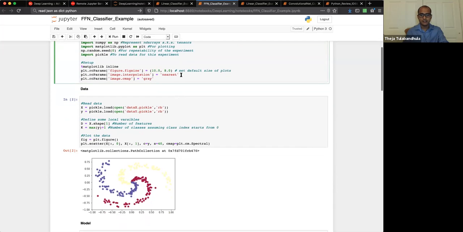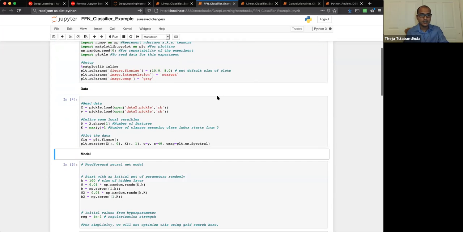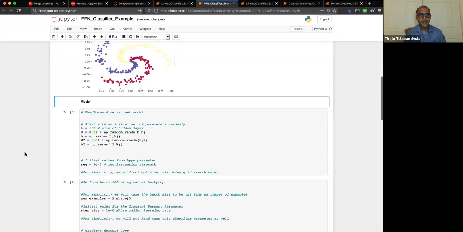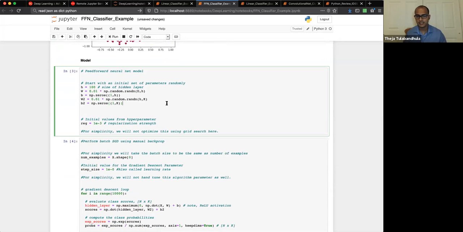In this notebook, we saw last time what the data was. The data is essentially synthetically created data. It has 3 classes, and there are 100 examples per class. There's the yellow, red, and blue or purple class. And the feedforward network we just discussed in the previous slides is what's written here.